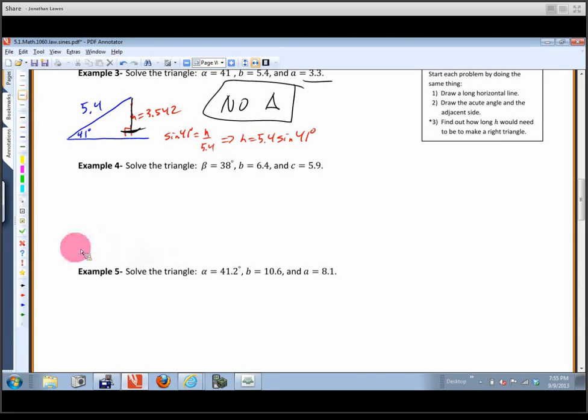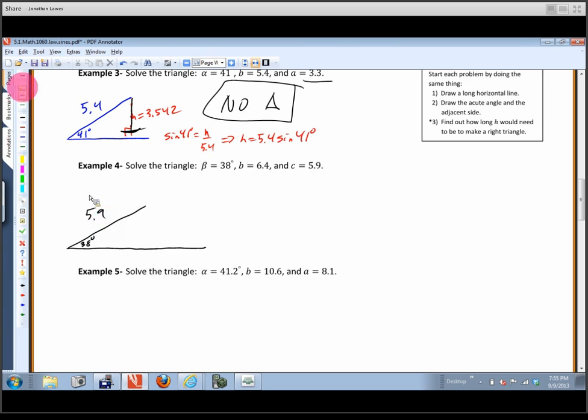Again, we're going to draw a long horizontal side. We're going to draw that angle roughly to scale, so draw the acute angle roughly to scale. So 38 degrees, something like this. Might need to extend that out just a little bit. Let's see, this is beta, so B is going to be across from it. 6.4 is going to be over here. That means this is 5.9, okay?